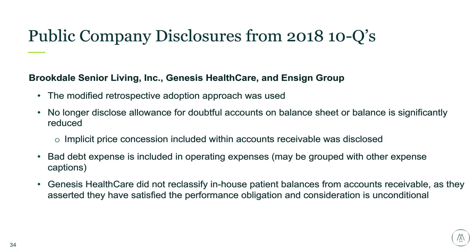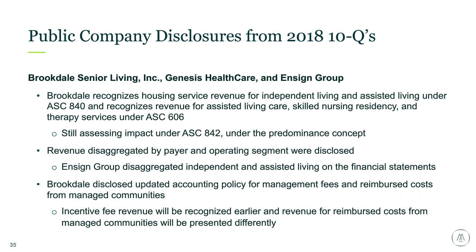For CCRC organizations, it seems that everybody used the modified retrospective adoption approach. Allowance for doubtful accounts was either zeroed out in the current year or was significantly reduced. And bad debt expense was generally included in operating expenses since any remaining bad debt expense was deemed immaterial for separate disclosure. And Brookdale did disclose that they account for their housing service revenue for independent and assisted living under ASC 840, the current standard, and they're still evaluating under the new lease standard.